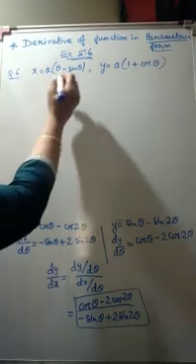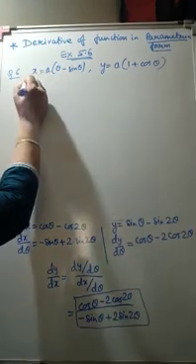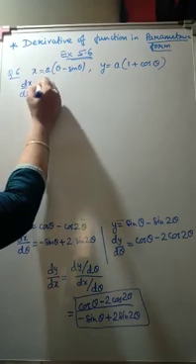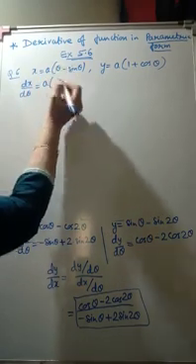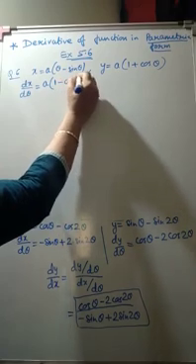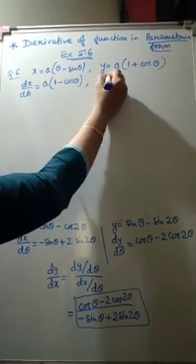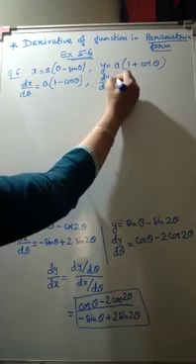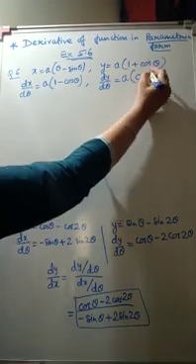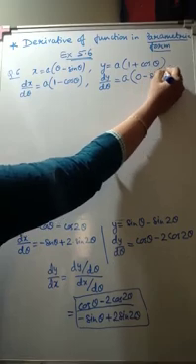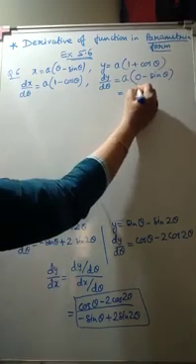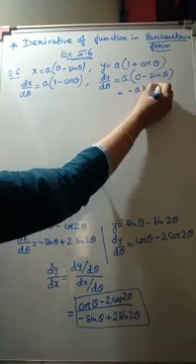Now differentiate. Theta is a parameter here. So dx by d theta is equal to a. What is the differentiation of theta? 1. What is the differentiation of sine theta? Cos theta. Then dy by d theta is equal to a. What is the differentiation of 1? 0. What is the differentiation of cos theta? It is minus sine theta. So this is nothing but minus a sine theta.